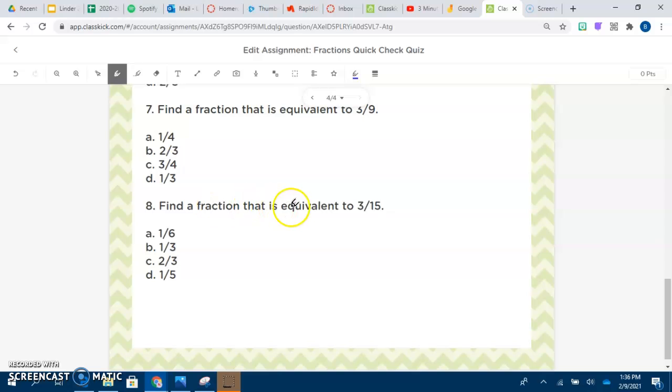Find a fraction that is equivalent to 3/15. Well, I know 2 doesn't go into 3, but I know 3 goes into 3 and 15. So I'm going to divide each by 3 because that just seems logical to me. 3 divided by 3 is 1. 15 divided by 3 is 5. So 1/5 is the same as 3/15. So D would be your answer for that one.